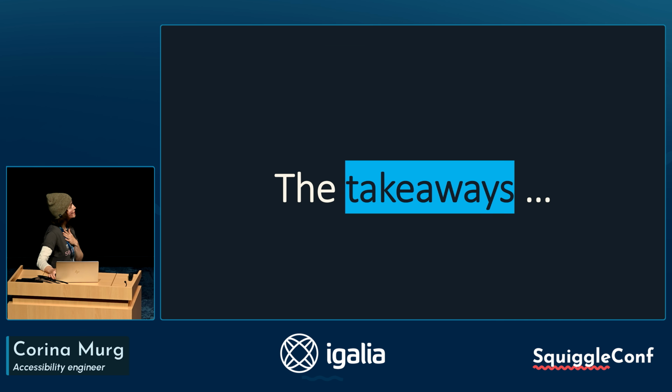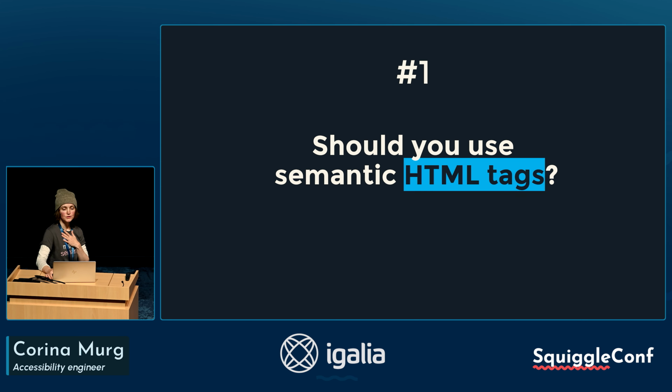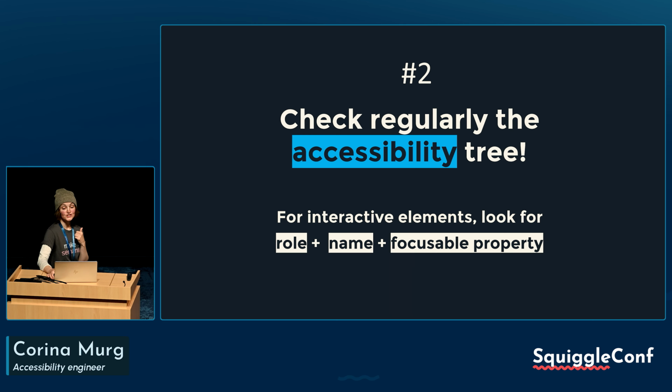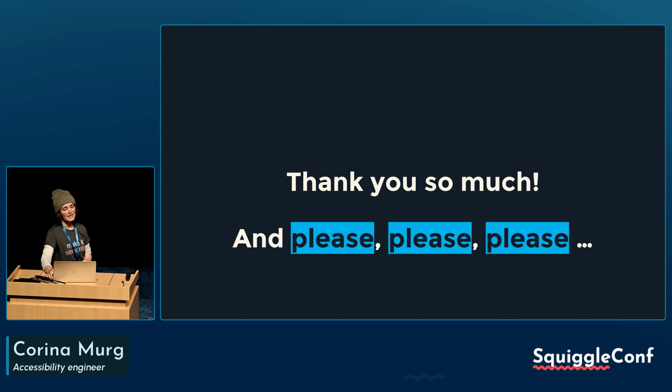So what would I like your takeaways from today to be? First of all, should you use semantic HTML tags? Yes. Check the accessibility tree regularly, especially for interactive elements. Look for role, name, focusable property. If you create something, check if it's being exposed the way you intended that element to be exposed. Thank you so much.